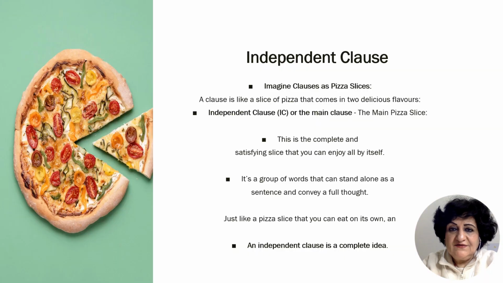Let's look at it a little bit more. And if we take an example of a pizza, imagine a pizza slice. So a pizza slice is an independent clause because it's complete and we don't need anything with it. So a group of words that can stand alone as a sentence and convey a full thought is an independent clause. Just like a pizza slice that you can eat on its own, an independent clause is a complete idea.